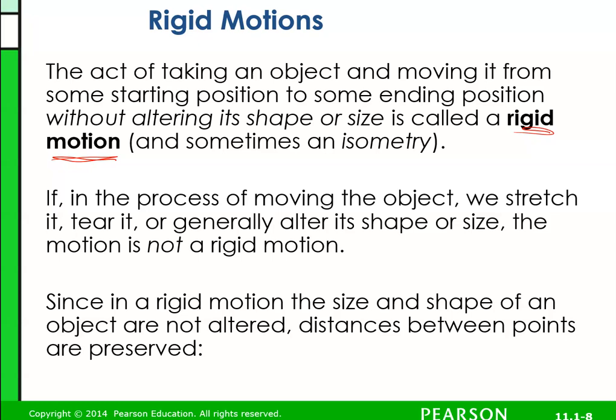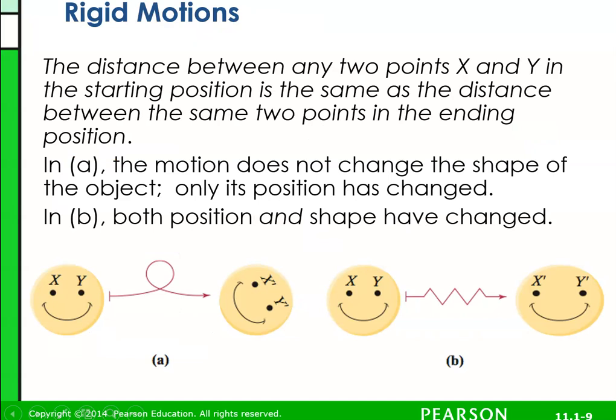If in the process of moving the object, we stretch it, tear it, or generally alter its shape in any way, it is not rigid. Super important. It can't change the object, basically. In a rigid motion, the size and shape of the object are not altered, and distances between points are preserved. Okay, so let's take a look here.